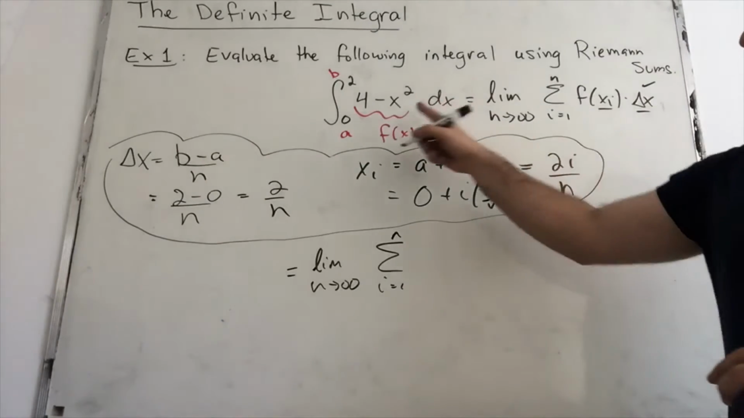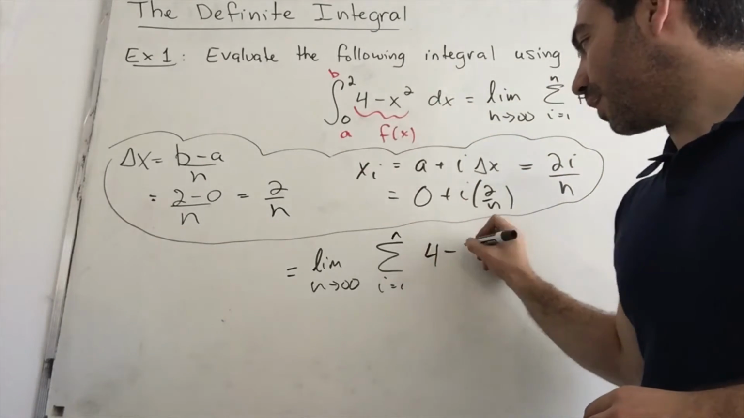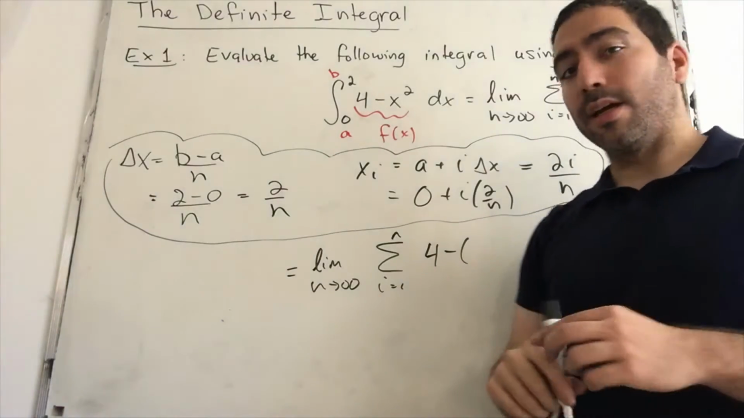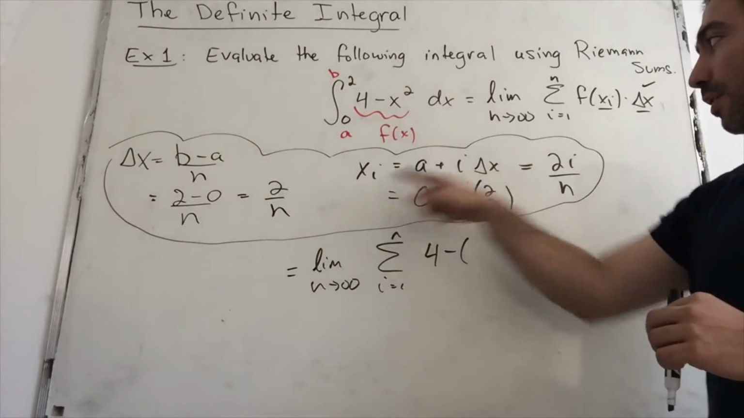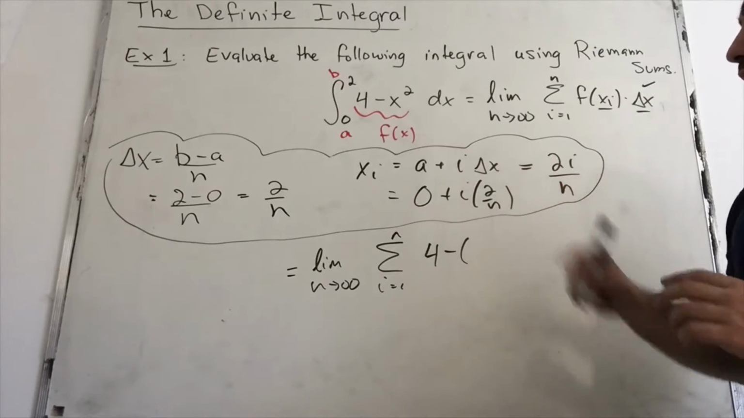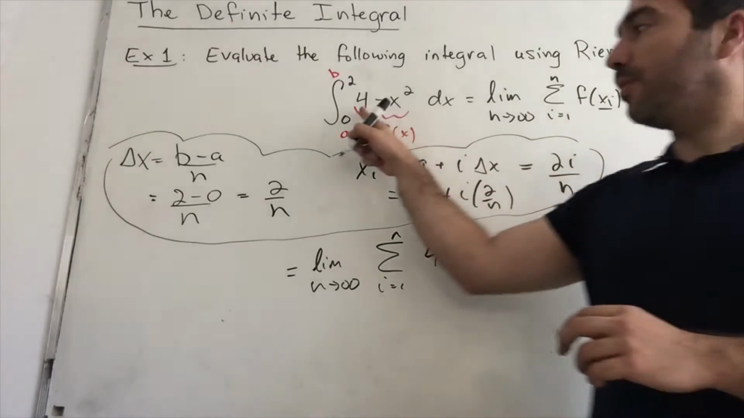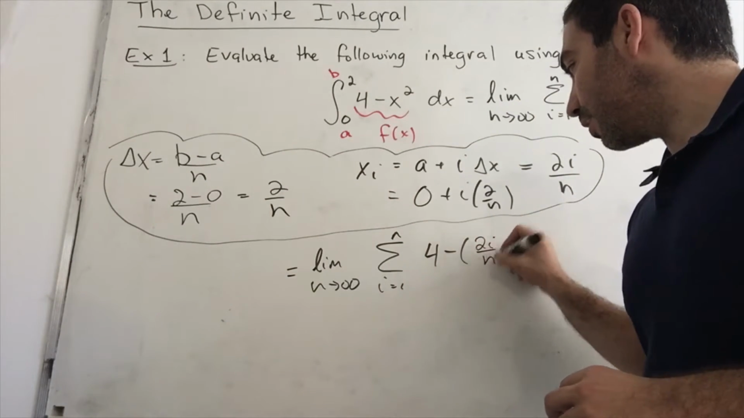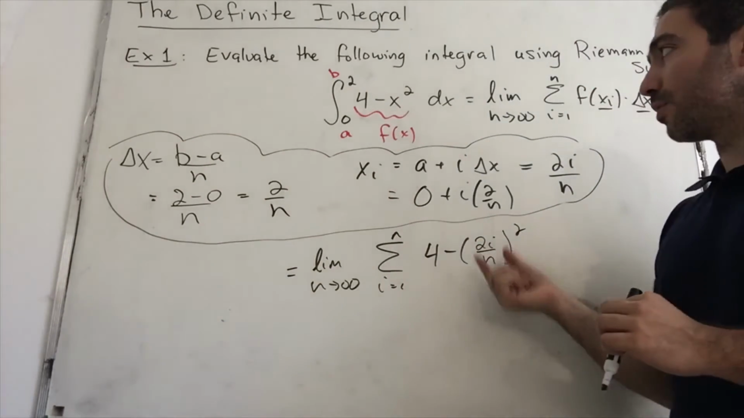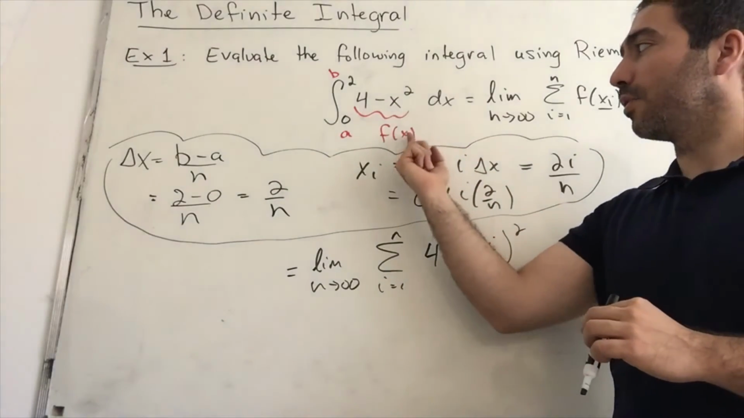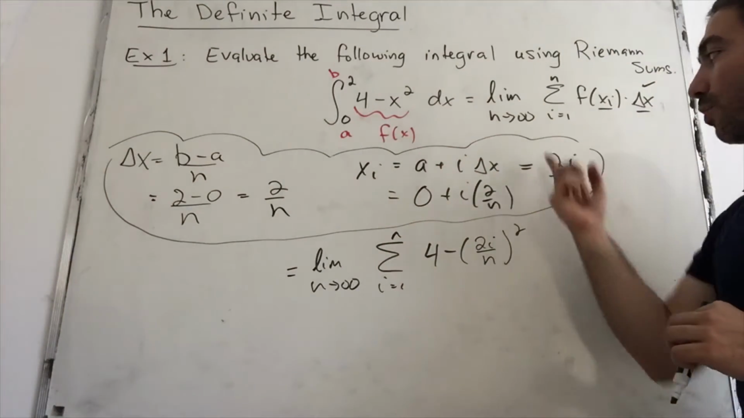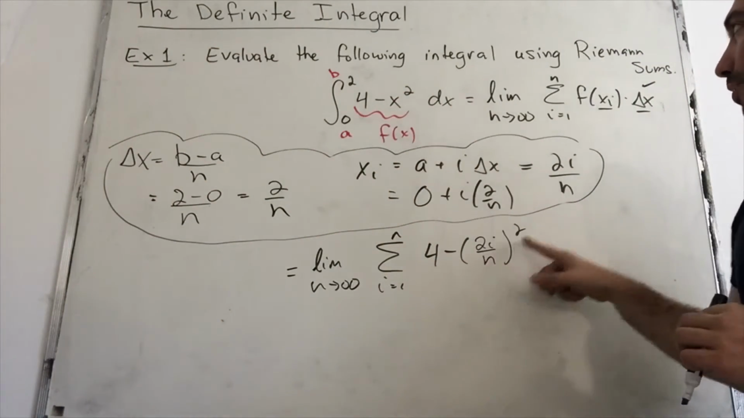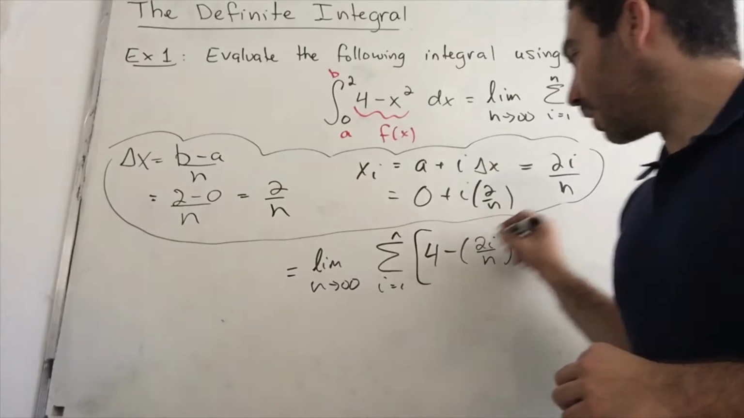The function is this. So we have 4 minus, but instead of x, we're going to replace it with xi. And what is xi? Xi is simply 2i over n. So we're substituting 2i over n into this function. So we're going to write it as 4 minus (2i over n) squared. Instead of writing x, we're writing what xi is, and we're doing 4 minus that answer squared. And then all this times delta x.